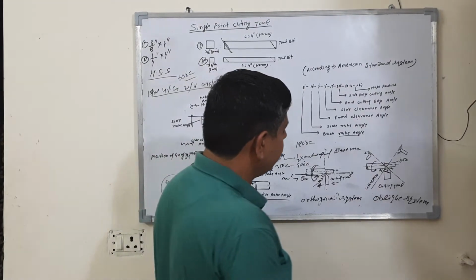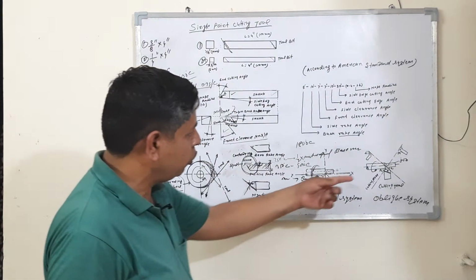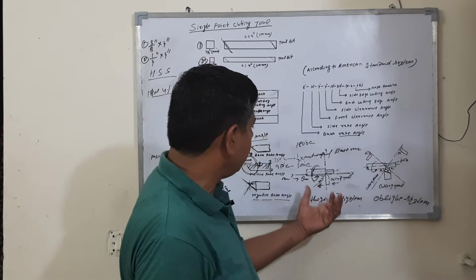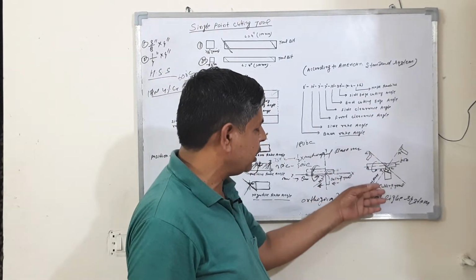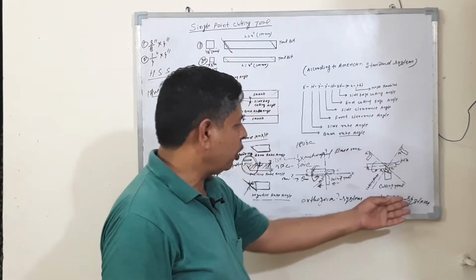When the tool, like a negative tool rake angle, is used to remove the metal, in this case three dimensions, x-axis, y-axis and z-axis, are used. This process is called the oblique system.